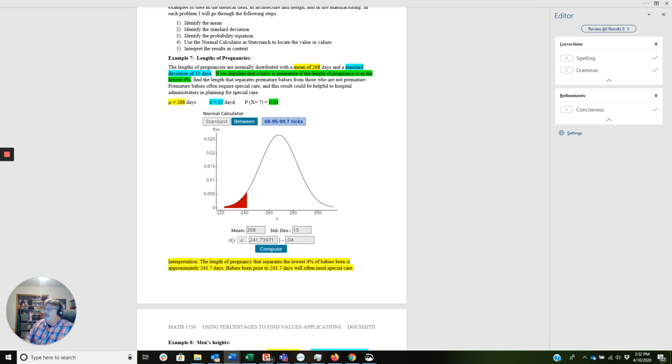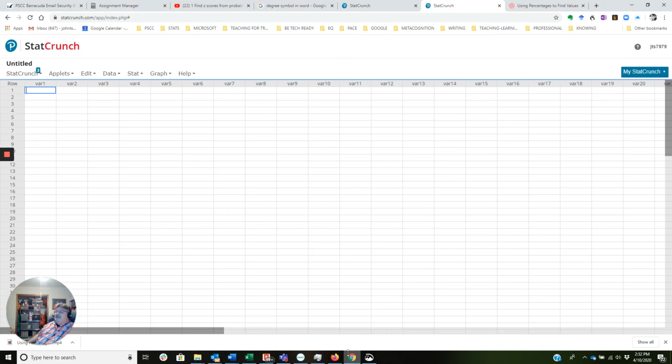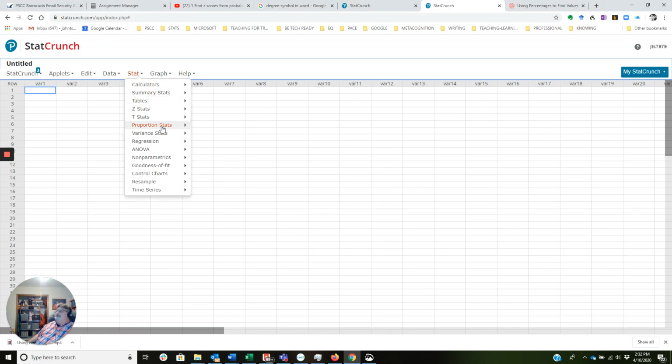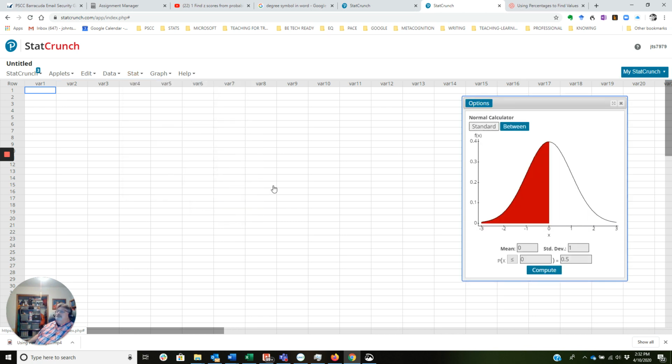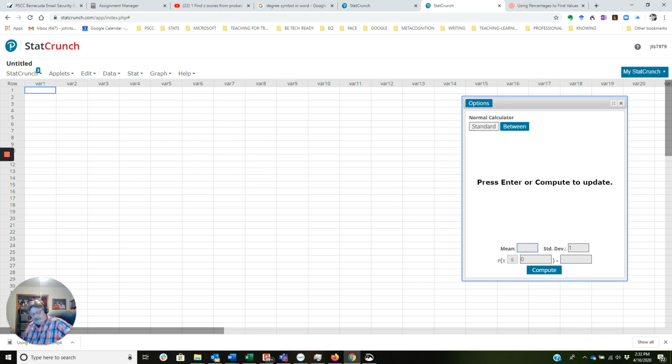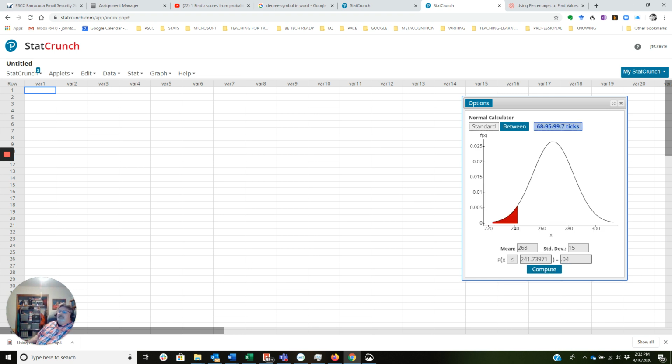and use the normal calculator here. I'm just going to write down 2 pieces of information. So when I open up StatCrunch, I'm going to go to the normal calculator. My mean was 268. My standard deviation was 15. And the bottom 4%. So I want everything to the left of 0.04 as a probability, and that gives me 241.7 days it would round to.